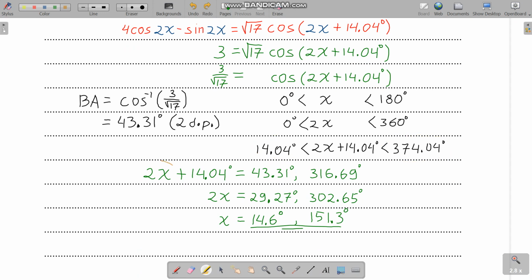To find the angle, because this is cos and something positive, we can use the first quadrant or the fourth quadrant in the domain here. So the first quadrant is the base angle, and the fourth quadrant is 360 degrees minus the base angle. So we have the first quadrant and fourth quadrant because of positive cos, and then to find x we subtract 14.04 from both sides, and then we divide by 2, and we get the final answer. Alright, I'll see you again next time.